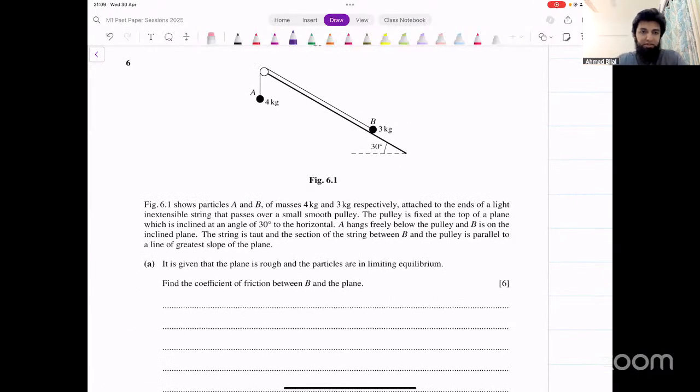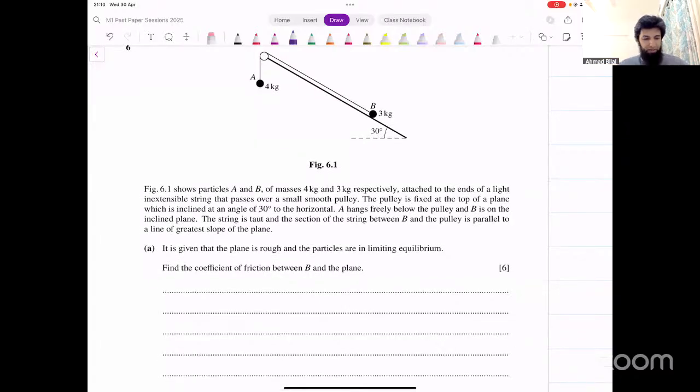Question number 6. That's the next one that you're asking about. Figure 6.1 shows particles A and B of masses 4 kilograms and 3 kilograms respectively. It's a question that we've done before, as well as very similar questions to this. We've got their masses given and shown in the diagram as well. Angle is 30 degrees. String is taut. All of this information is shown in the diagram. There's nothing new that they've mentioned here.